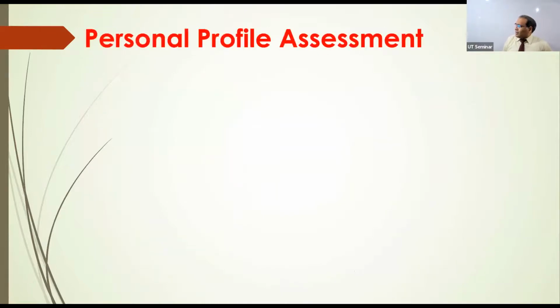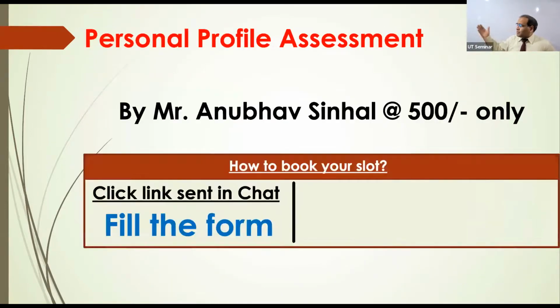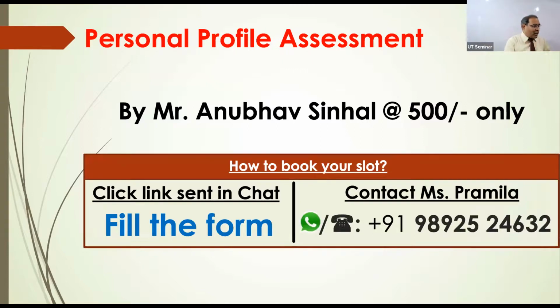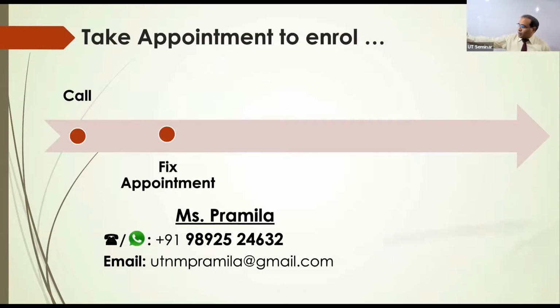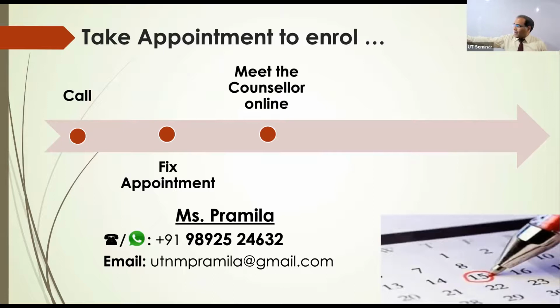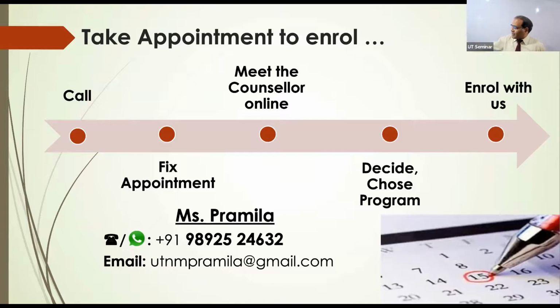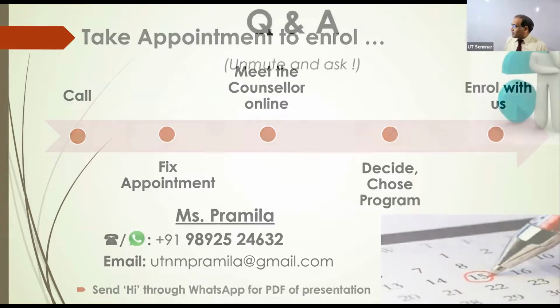Next, if you wish to do a personal profile assessment, you can do that. This is a one-on-one connect where you're not certain about a career choice and you want us to help you with that. You can meet me individually and I can help you do that. Lastly, if you wish to just take an appointment, then you can call up Pramila. This is a number you can note down, 9892524632. That is our branch coordinator Pramila's number. You can fix an appointment with her, and Manish and I can meet you individually and help you in the decision of the course. That's all. Now we are open for question answers.